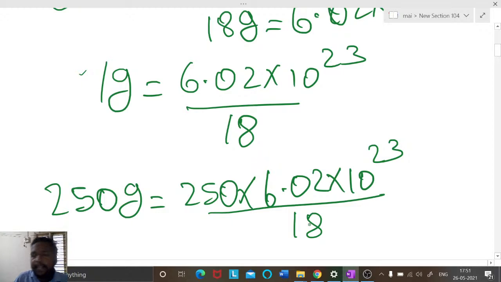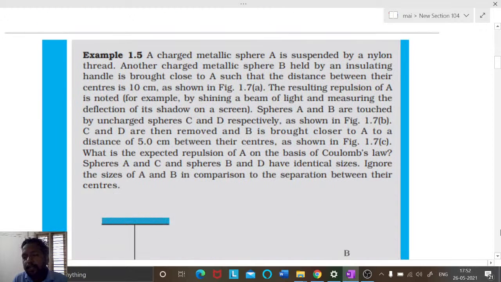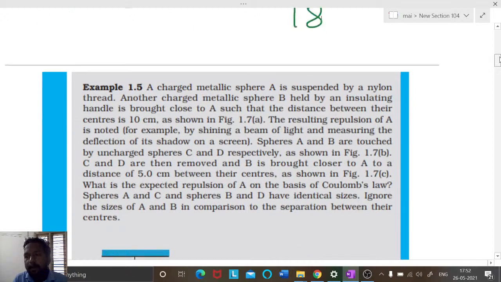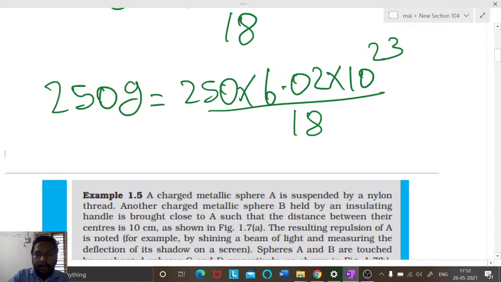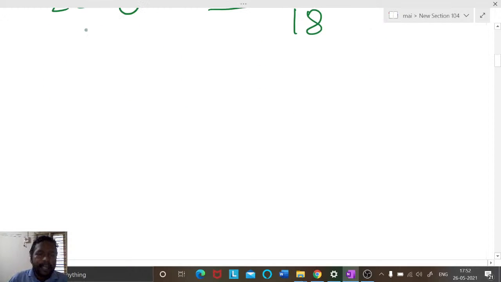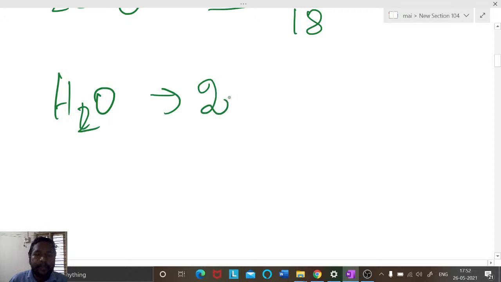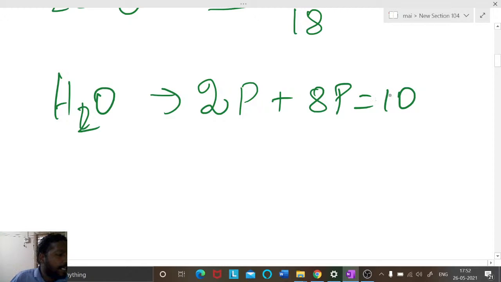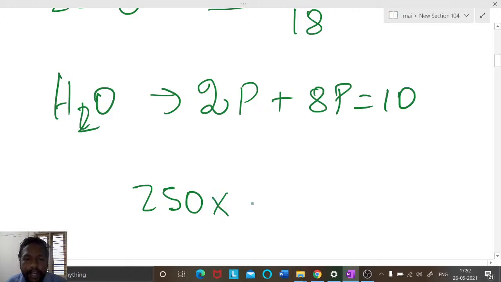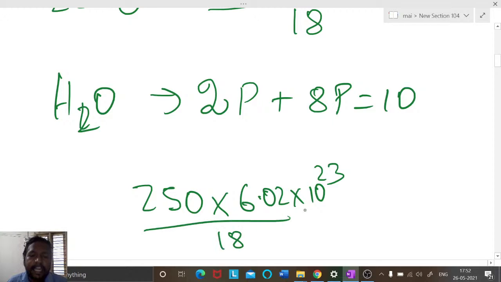Actually we have hydrogen. They asked how many protons and how many electrons will be there in the water. First we will take how many protons will be there. H2O has 2 protons from hydrogen and 8 protons from oxygen, totally 10 protons. First we will calculate how many protons. In 250 gram of substance, it's going to be 6.02, the Avogadro number, into 10 power 23 divided by 18. 18 is for the 18 gram of substance.